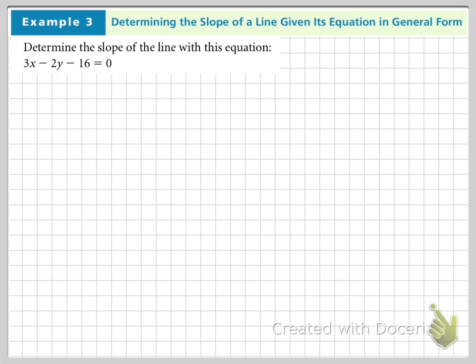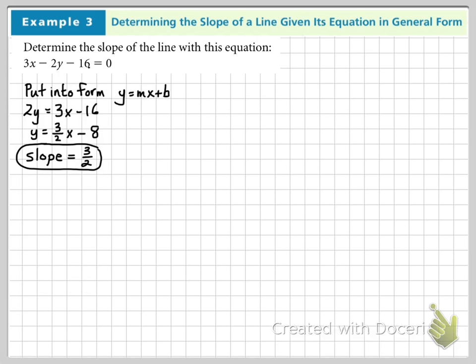That would leave me with 3x minus 16 equals 2y. Or we can switch sides and get 2y is equal to 3x minus 16. Dividing both sides by 2, I'd have y is equal to 3 over 2x minus 8. So the slope is 3 over 2. That's how you find it.